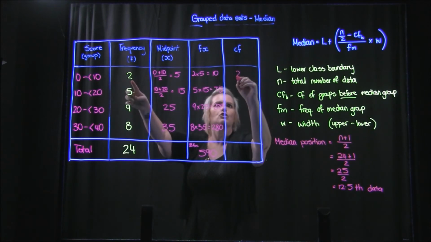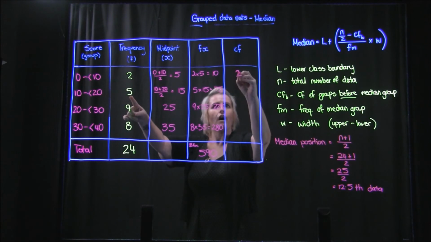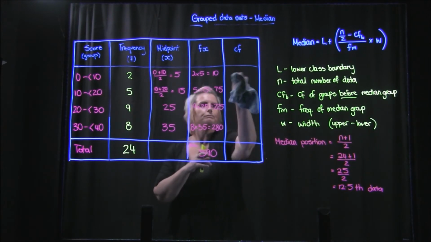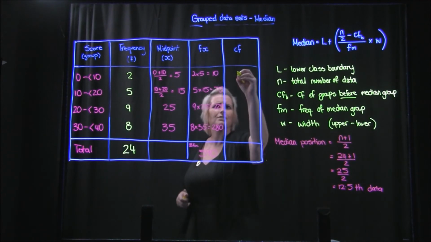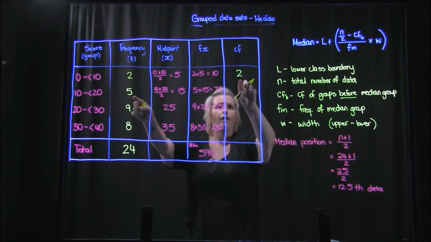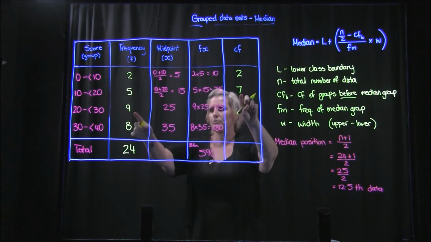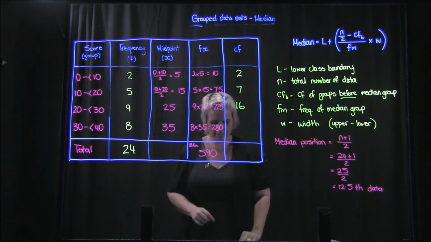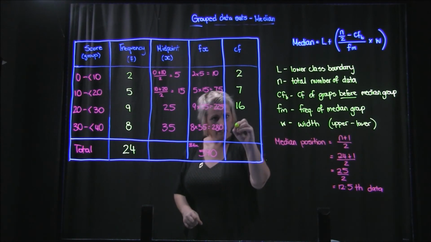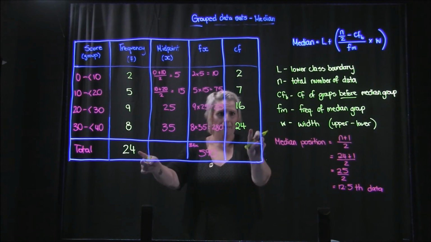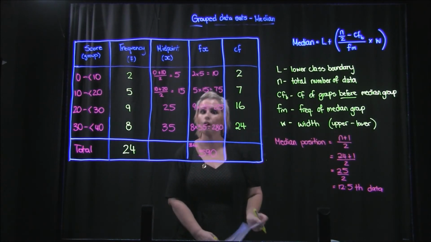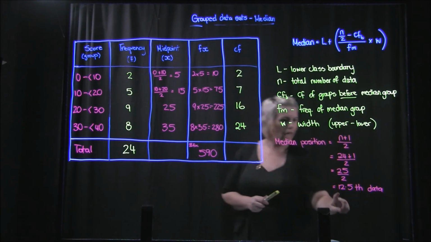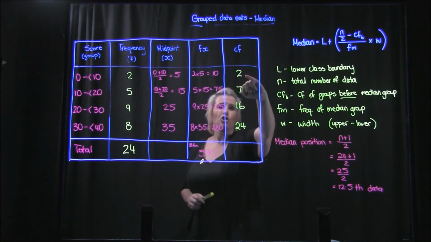Okay, so frequency started at 2. Then we added on 5. Let me try doing it in different colours so it stands out a bit more. 2. Then 5 plus 2, 7. 7 plus 9, 16. And then 16 plus 8, matching. Beautiful.